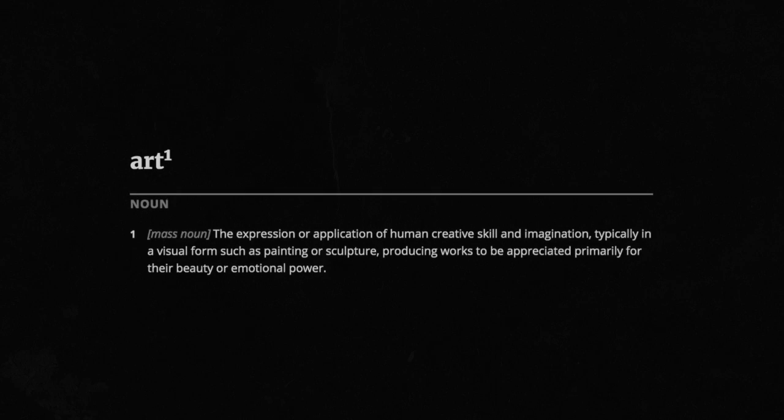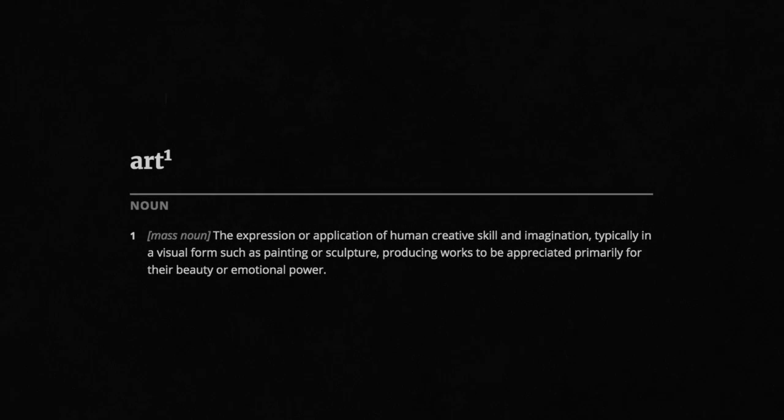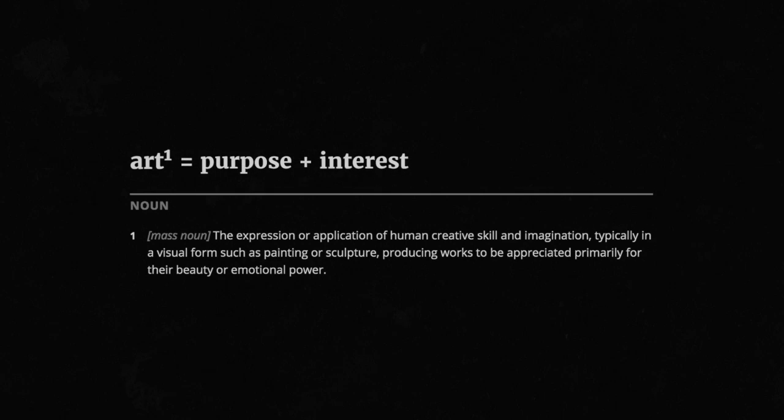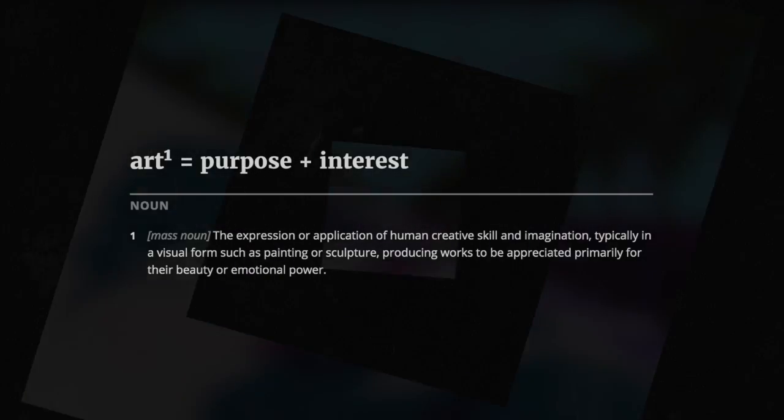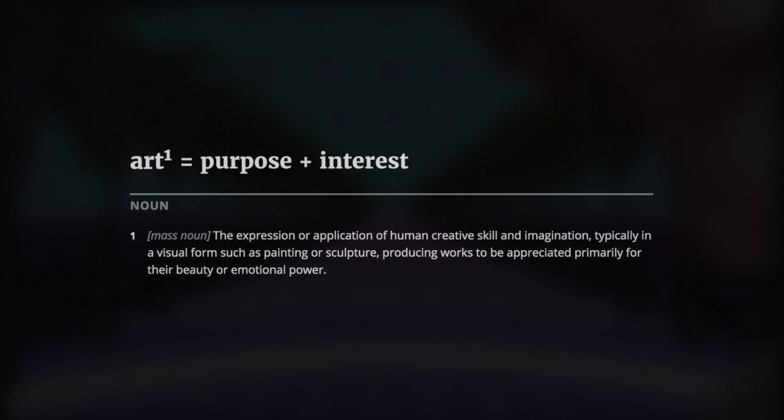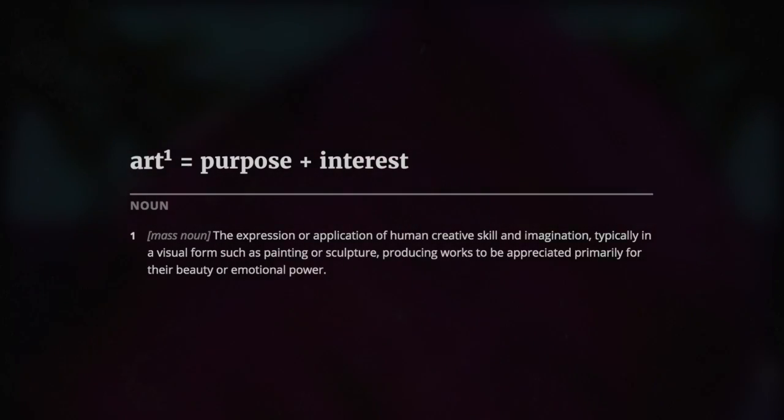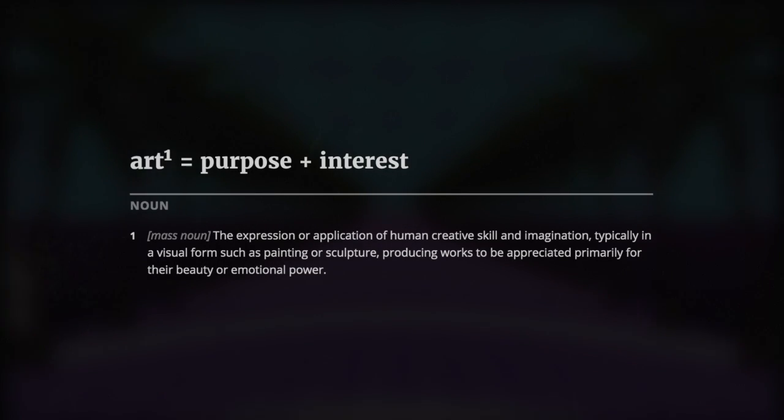The Oxford English Dictionary defines art as the expression or application of human creative skill and imagination, typically in visual forms such as a painting or sculpture, producing works to be appreciated primarily for their beauty or emotional power. Or, more curtly, art is a connection between purpose and interest: what you're telling the audience and how you tell them. Whenever I make an edit, I always have that thought in the back of my mind, because if you forget either of these pieces of what art fundamentally is, the edit fails.